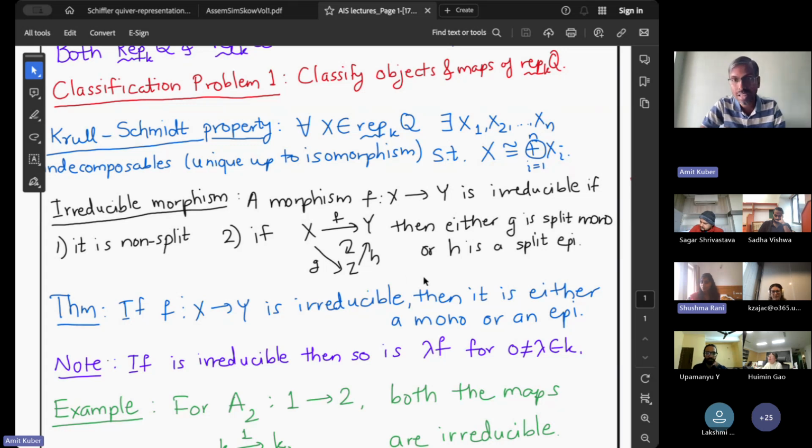Can you recall split mono and split epi? Monomorphism is an injective morphism. F is a split mono if there exists G such that G composed with F is identity. And epimorphism is a surjective morphism. The category theoretic language is stuck on my tongue, so I will continue to use that. But just think about inclusions and surjections.